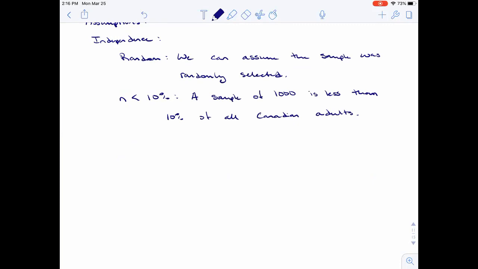So that's the first chunk. You have to check, do you have a random sample? Do you have a sample size that's less than 10% of the population? That's for any sort of question. Now we move on to the normality condition.